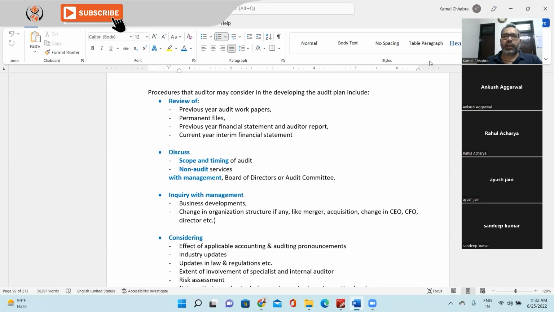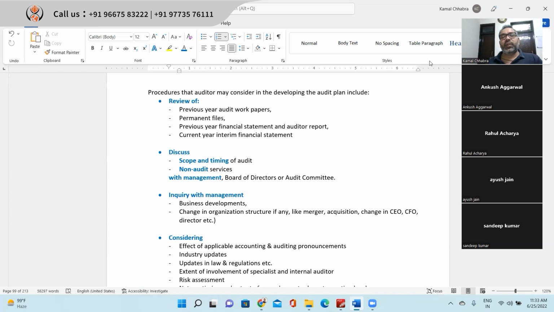So in permanent file, like Ankush beautifully explained, you'll be keeping articles of association, certificate of incorporation, or any other certification for legal compliance, or any such thing required for your company, right? And then your lease agreement, your long-term revenue contract, or if you have labor unions, union contracts, all those things which carry over period over period. So those documents are kept in the permanent file.